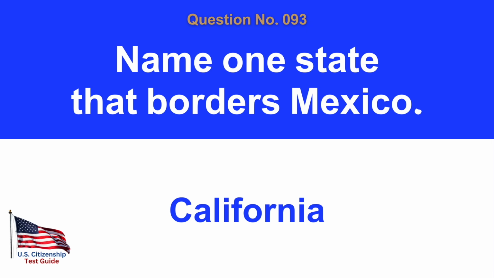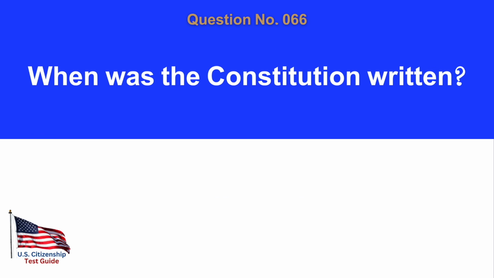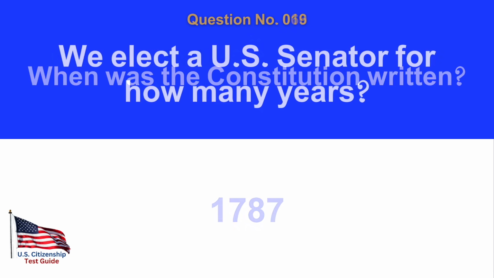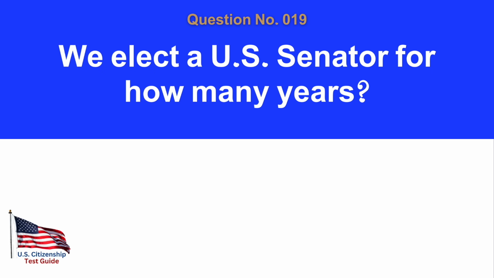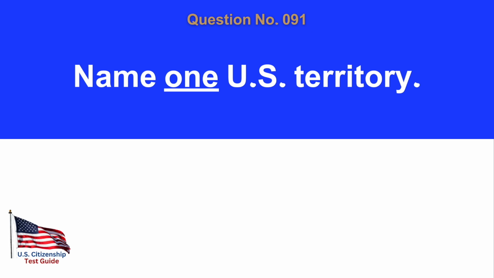California. When was the Constitution written? 1787. We elect a U.S. Senator for how many years? 6. Name one U.S. territory. Guam.